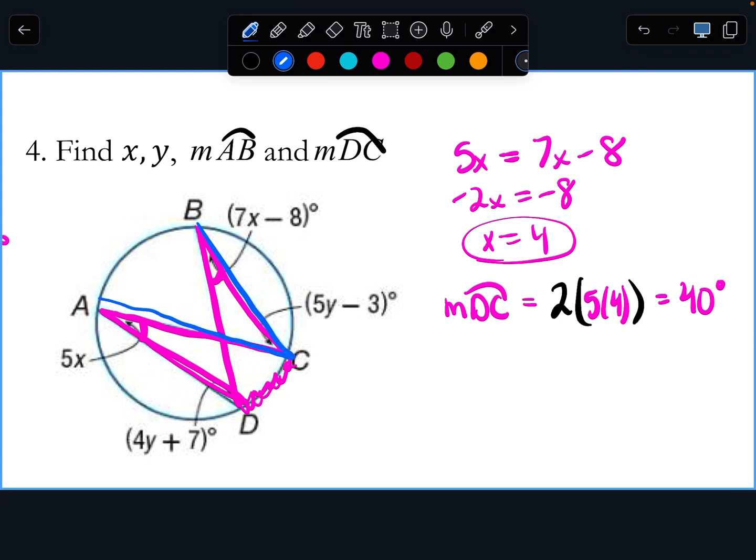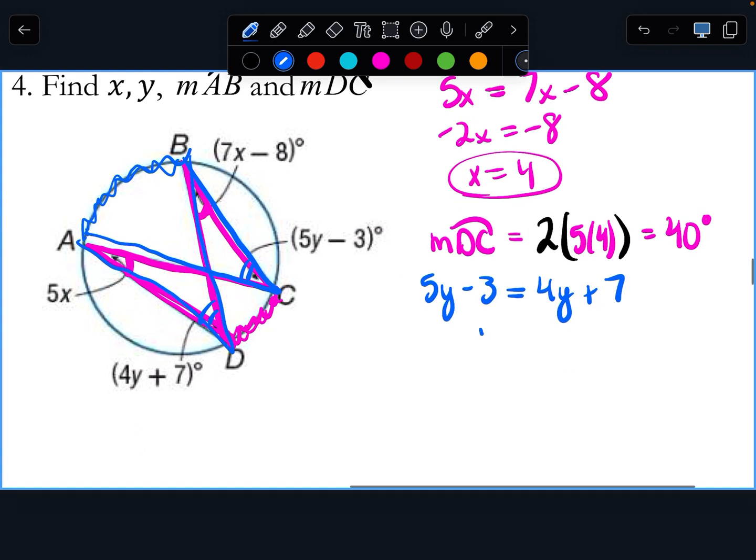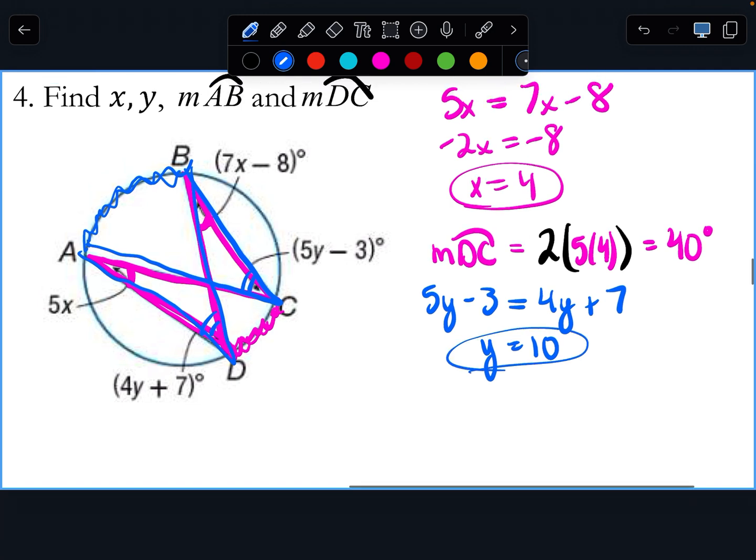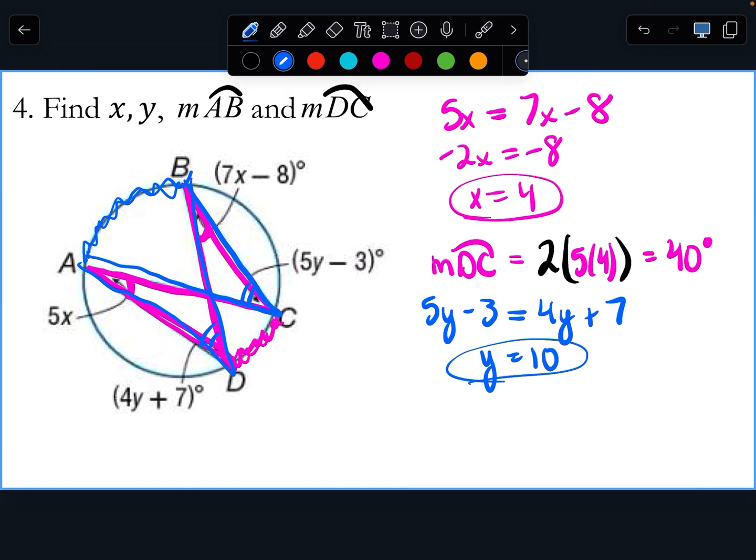Here's the y stuff. And then here's the other y stuff. Oh, look at that. How satisfying. These guys have got to be the same. So you're going to set 5y minus 3 equal to 4y plus 7. So y is 10. Cool. And then they want the measure of AB.